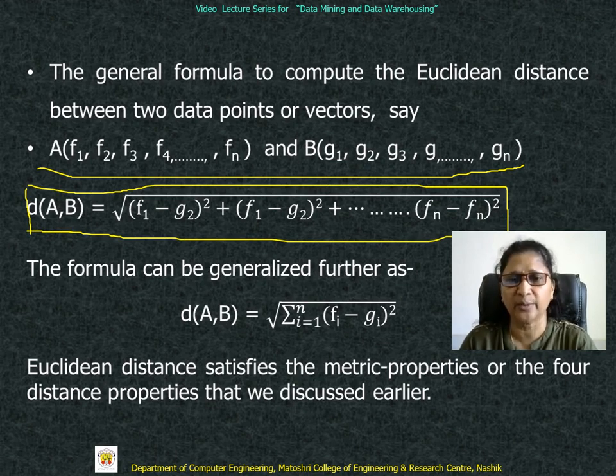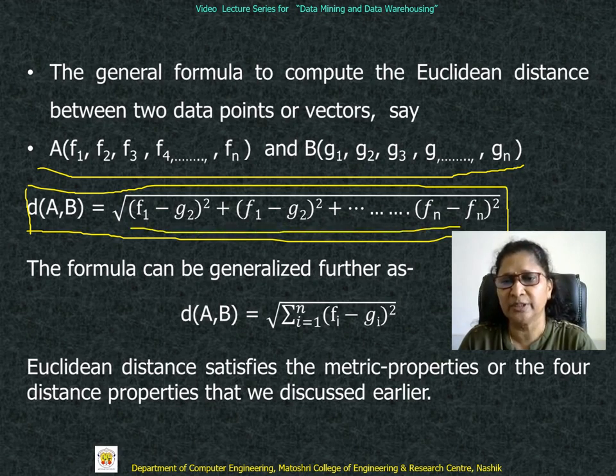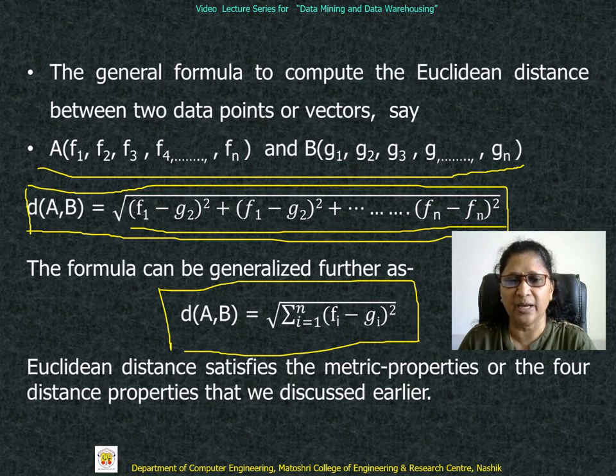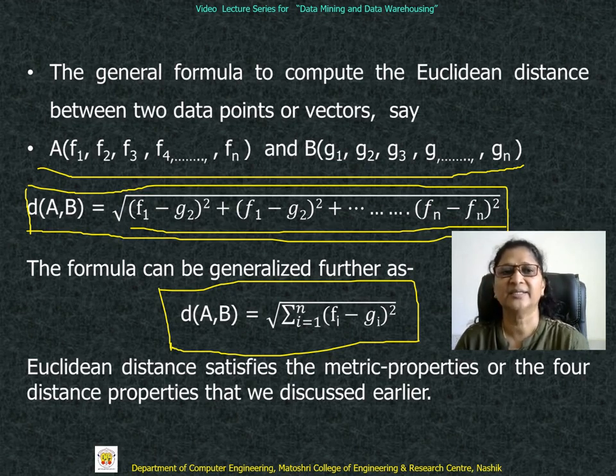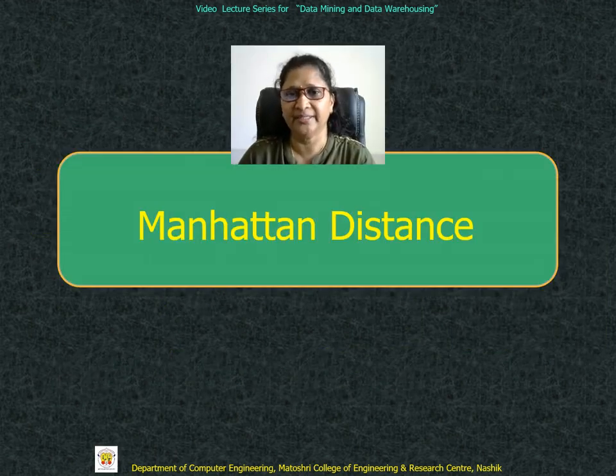We are going to take the square root of the sum of squared differences of each two features of these two data points. This formula can be rewritten as a summation formula: square root of the sum of (Fi minus Fg) whole square, for i varying from 1 to n. And this Euclidean distance formula satisfies all four metric properties that we had discussed earlier. This was the Euclidean distance metric.